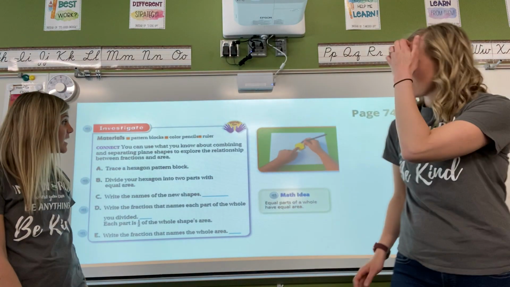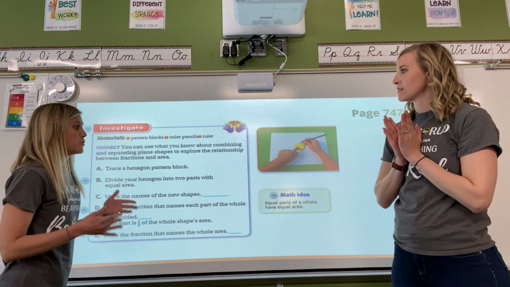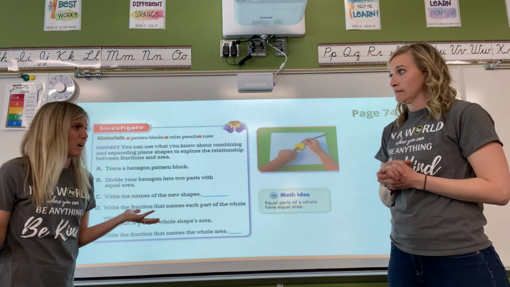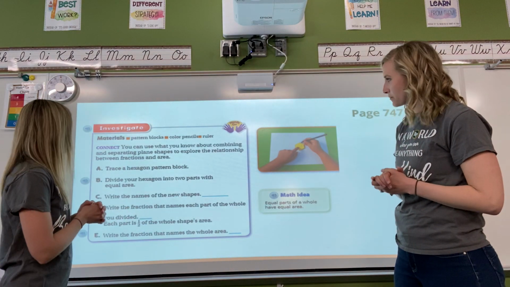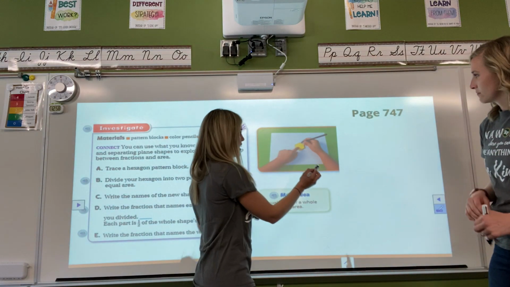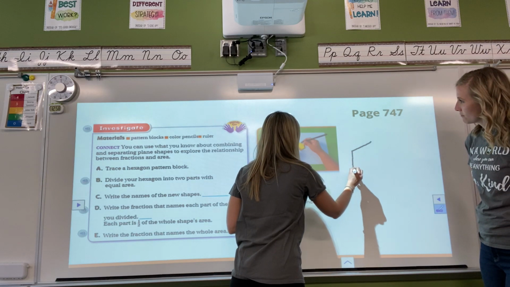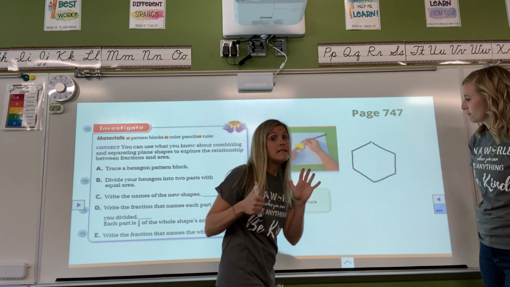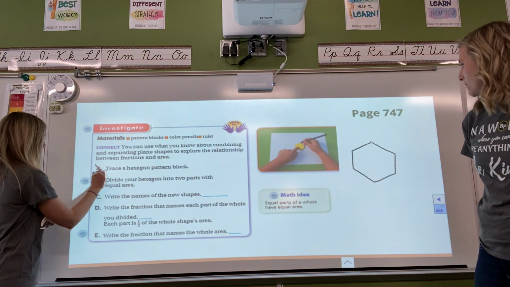All right. So on page 747, it says that we are going to be tracing a hexagon. We're actually just going to write it out because I don't think you probably have a hexagon at home to trace, and that's just fine. So we're going to draw that on the board so you can see what the hexagon looks like. You can just draw it in your workbook. Remember, a hexagon has 6 sides. All right, so trace a hexagon.